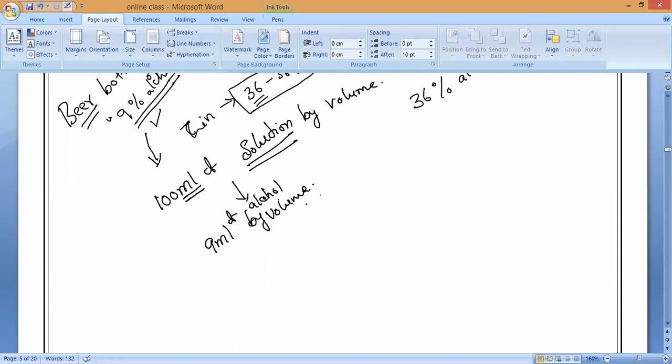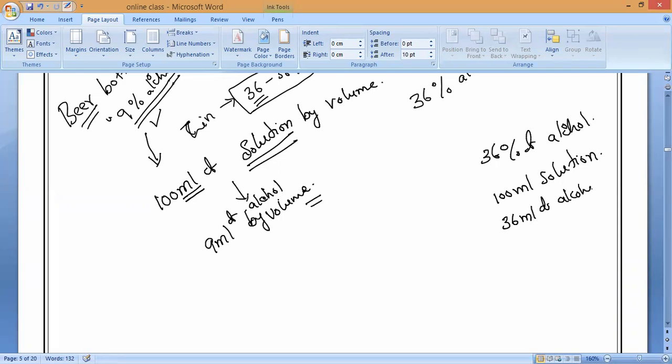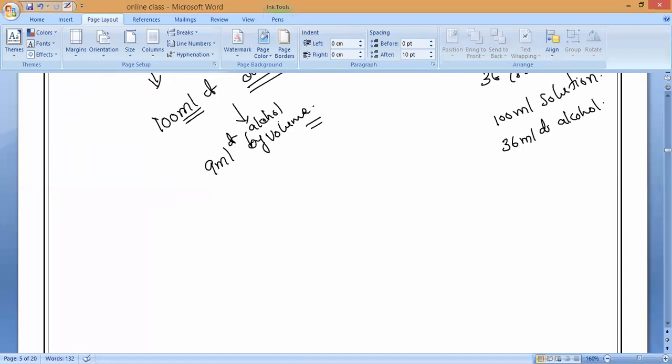Now I am saying 36% alcohol. What do you mean by 36% alcohol? If I take 100 ml of solution, how many ml of alcohol? 36 ml of alcohol is present. Is it okay, Neha, Harini, Akilan? So that is the meaning of by volume. Do you understand, all of you? Write it by volume. Mitakshri, understand that?